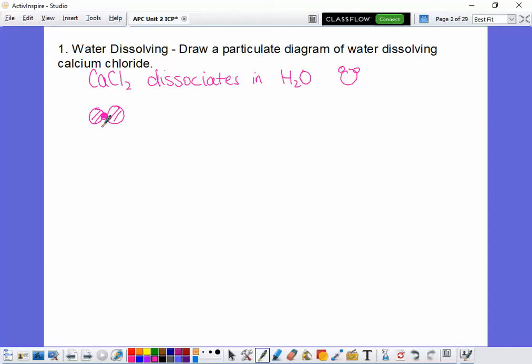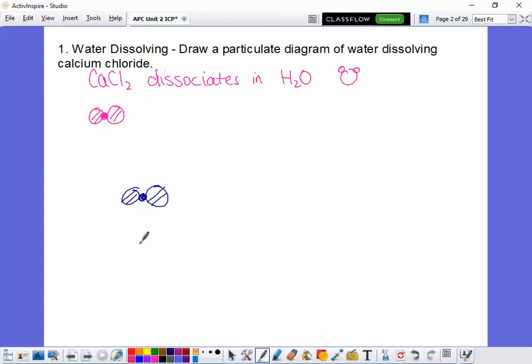Okay. So when we put this in water, starting off, here's my calcium chloride, and then my water molecules. So question here. Are the water molecules going to randomly arrange themselves around the calcium chloride, or are they going to arrange themselves in a certain orientation? This is a loaded question, because it's not going to be random. There is a specific orientation that the water molecules take around the calcium chloride.